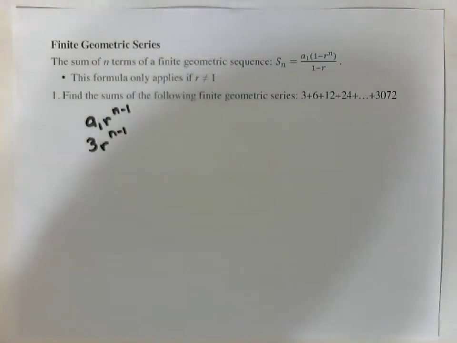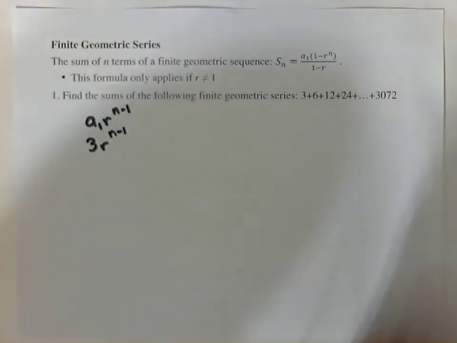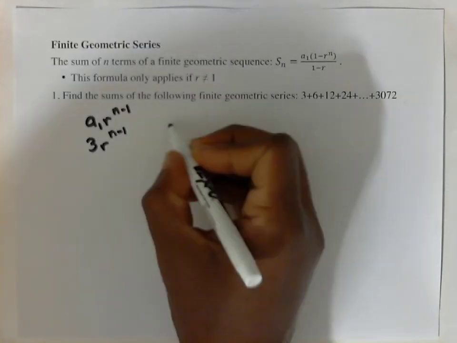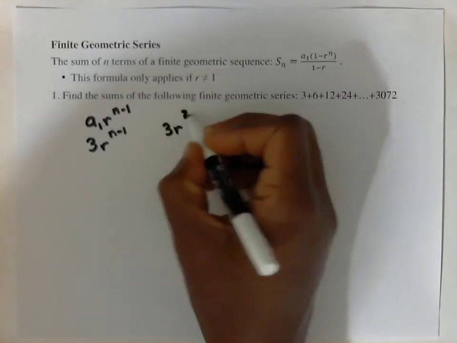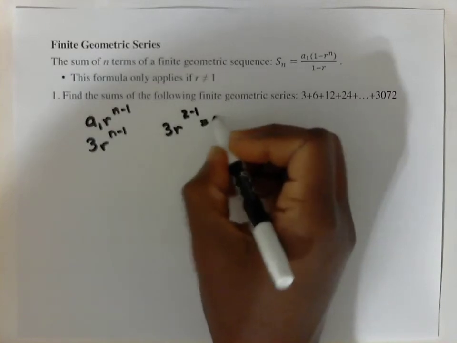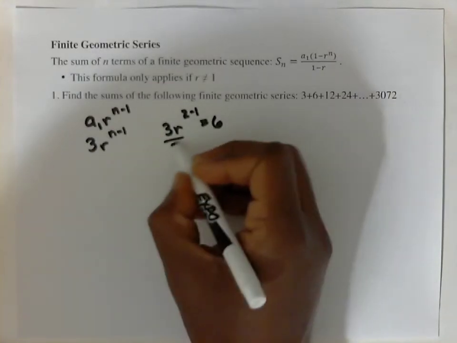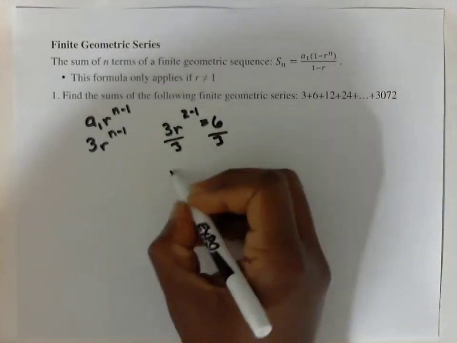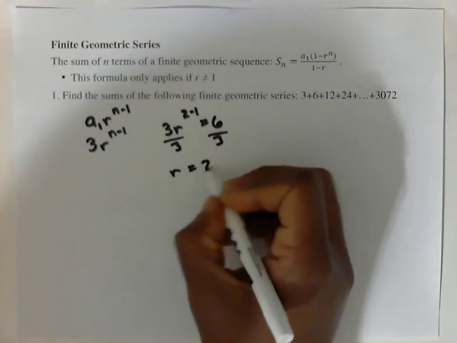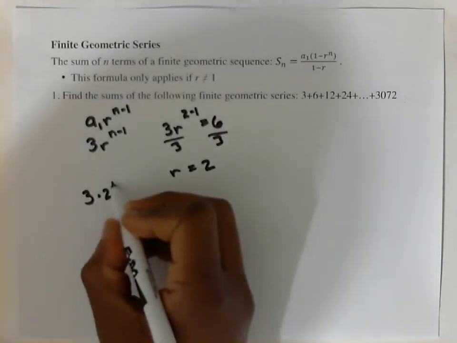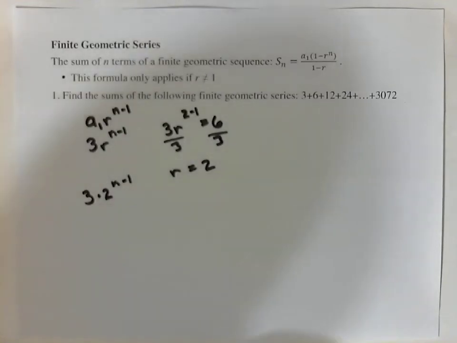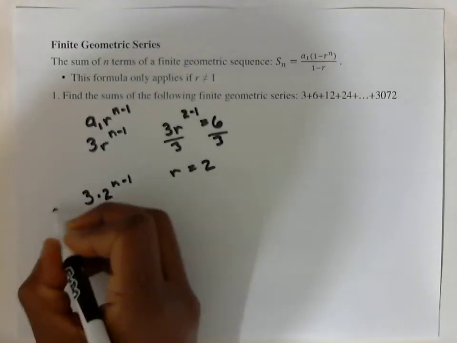To find out what our r is, we can use n equals 2, and we have 3 times r to the power of 2 minus 1 equals 6. We can divide by 3, and then r equals 2. So now that we know that, 3 times 2 to the power of n minus 1 is basically our a sub n.